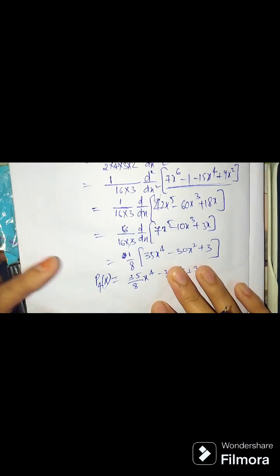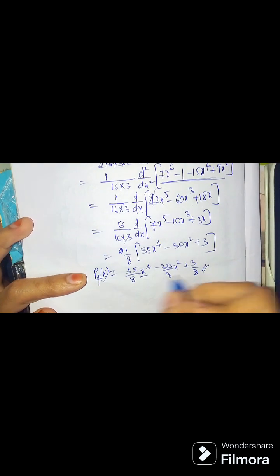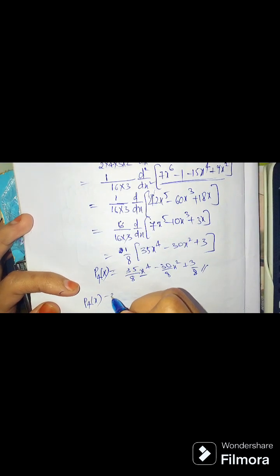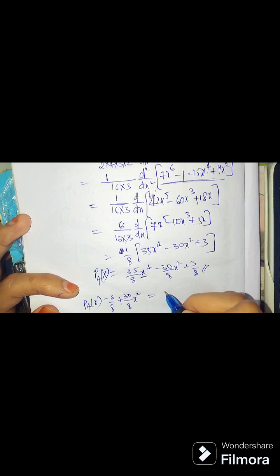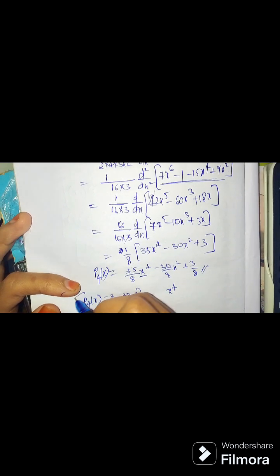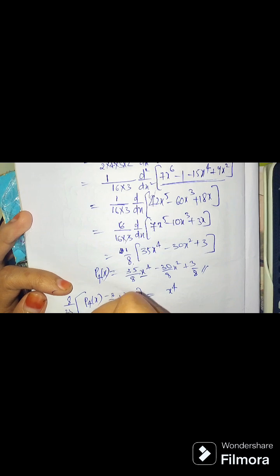So from here I have to write x power 4, no? So I'll send everything that side. P4 of x minus 3 by 8 plus 30 by 8 x square is equal to x power 4. So here into 35 by 8, here it will be 8 by 35.